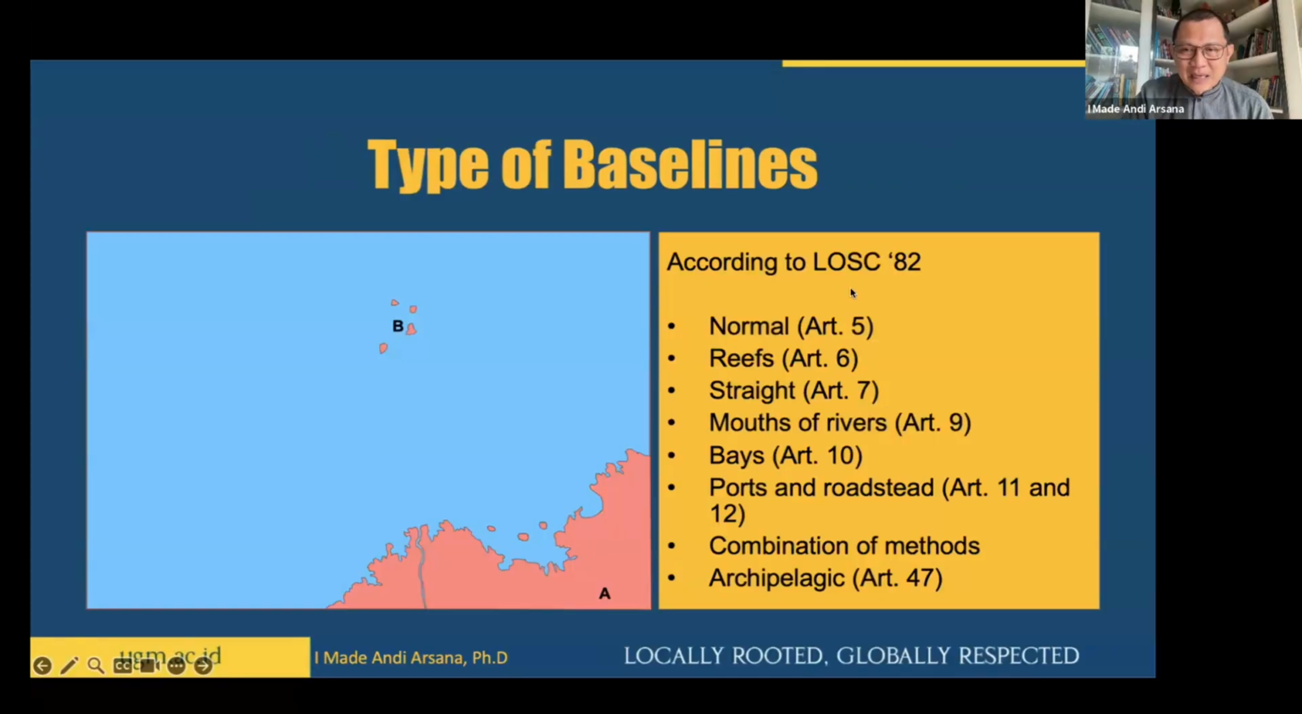Now, this is the type of baselines, as I said earlier. So imagine this is land, the red area is land, and this blue is actually ocean. How do we designate our baseline? This is how it works. So this is basically the baseline.